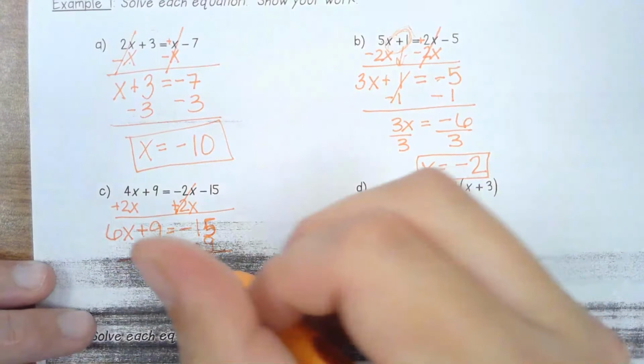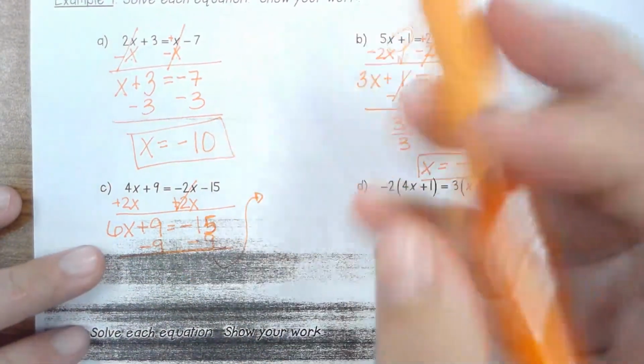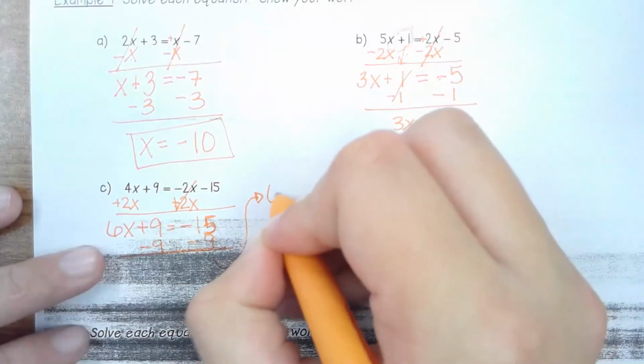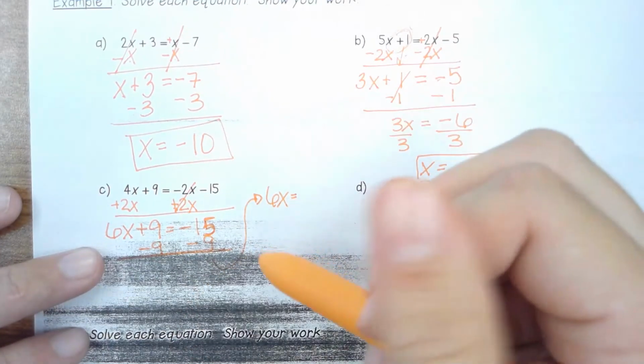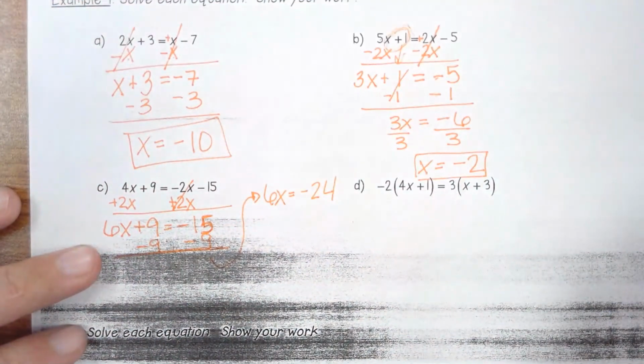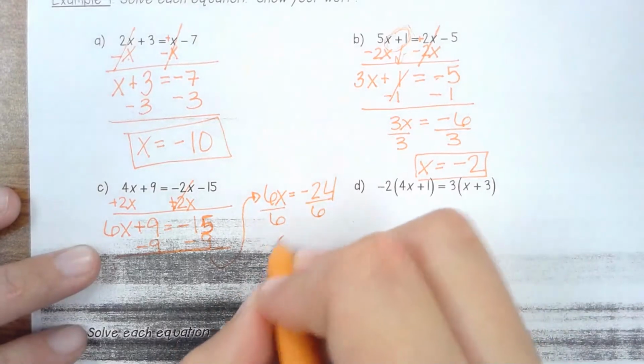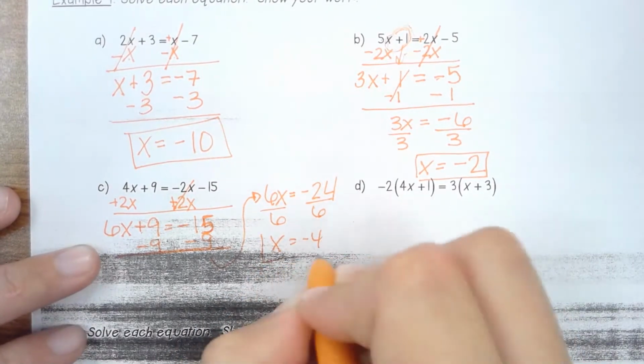I know it's getting hard to see, so I'm going to write it up here. So after you subtract 9 on both sides, you're going to be left with a 6x equals a -24. So then your last step would be to divide by that 6 on both sides, and you should get x equals -4.